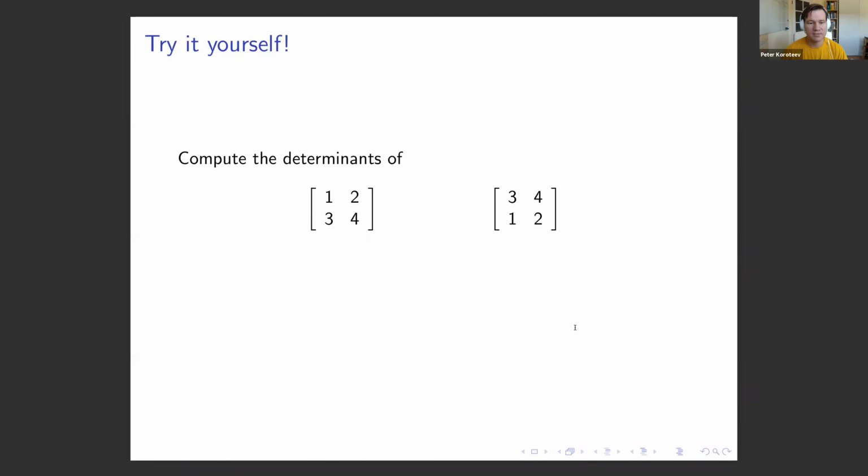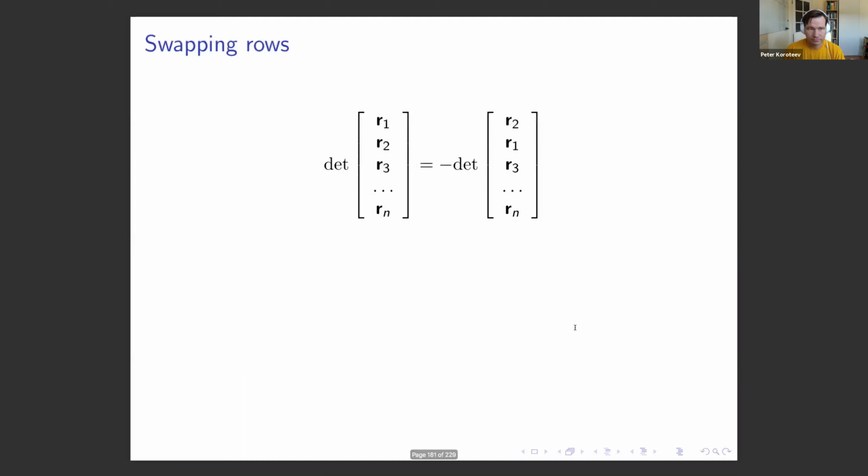Okay, now how about these two? Determinant of the matrix 1, 2, 3, 4, and 3, 4, 1, 2. The first determinant is negative 2. The second determinant is 2. So we swap the rows. What happens when we swap rows? The determinant switches signs, right? So if the rows go in sequence R1, R2, R3, etc., and you swap the first and second row, we get the minus sign here.